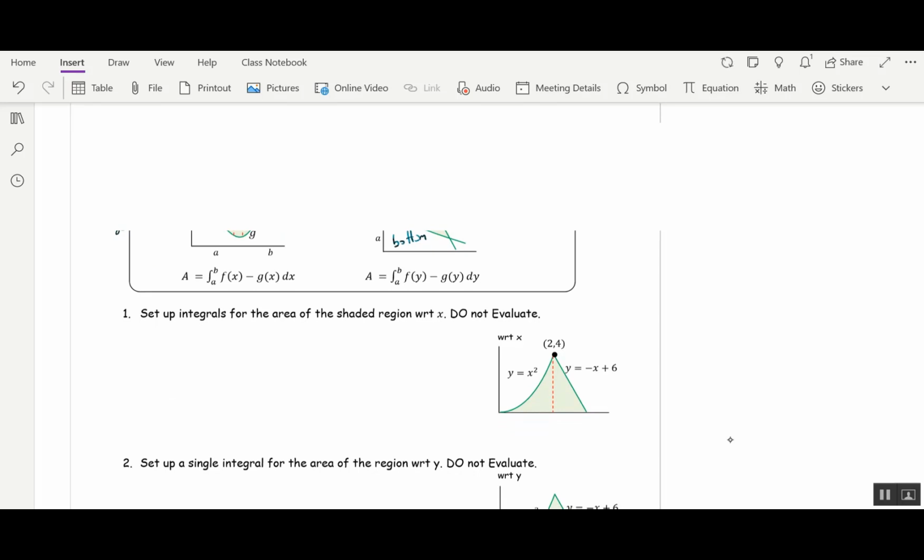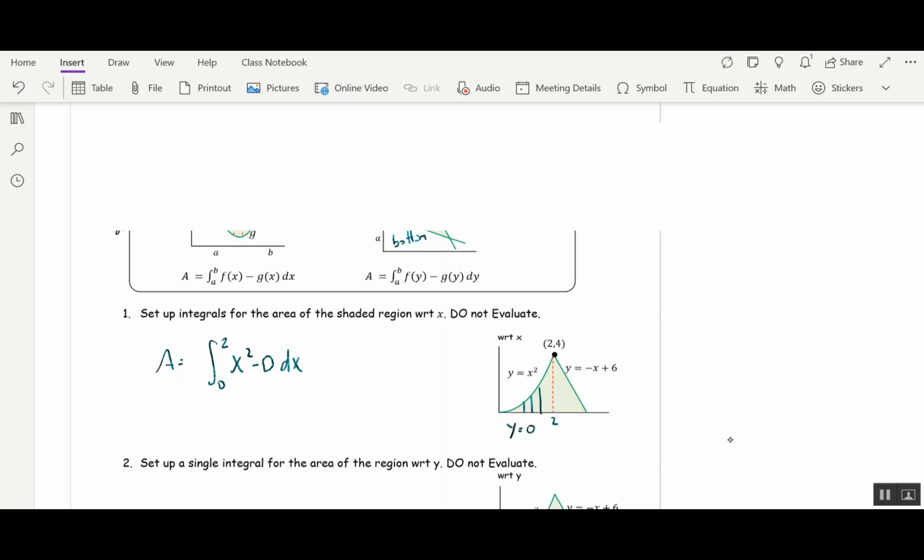This first one: set up integrals, plural, for the area of the shaded region WRT, that means with respect to x. Do not evaluate. Okay, so we want top minus bottom. As we go from 0 to 2, the top curve is x squared, and the bottom curve is the x-axis, which is y equals 0. So the area is going to be the integral from 0 to 2 of x squared minus 0 dx.